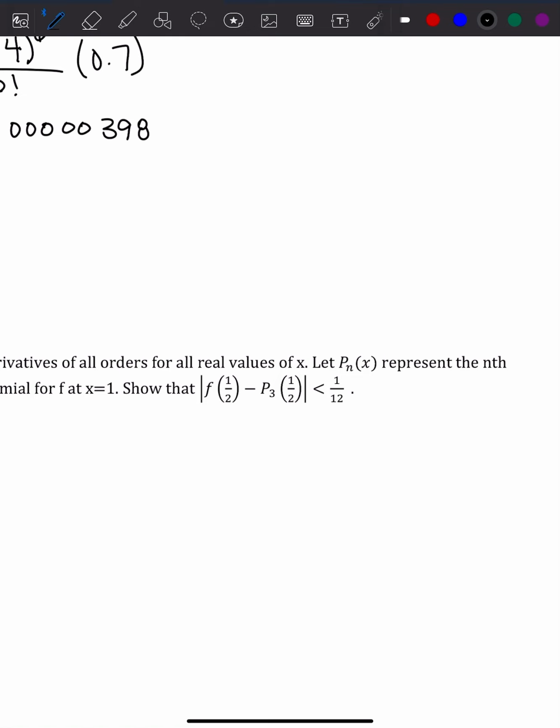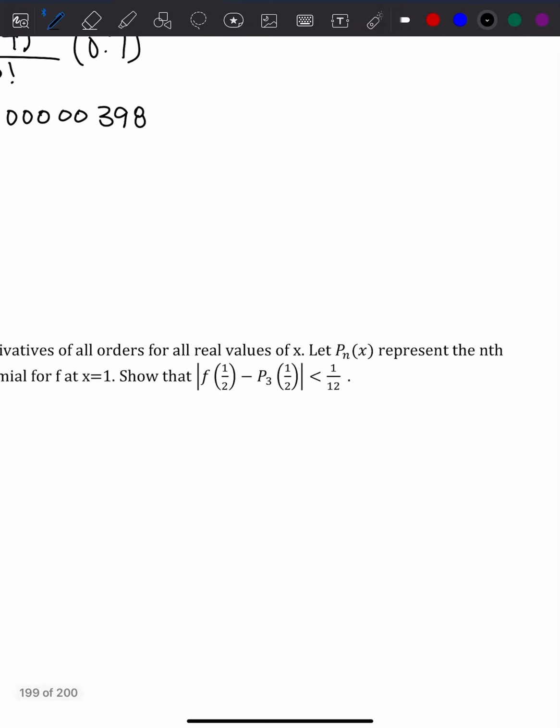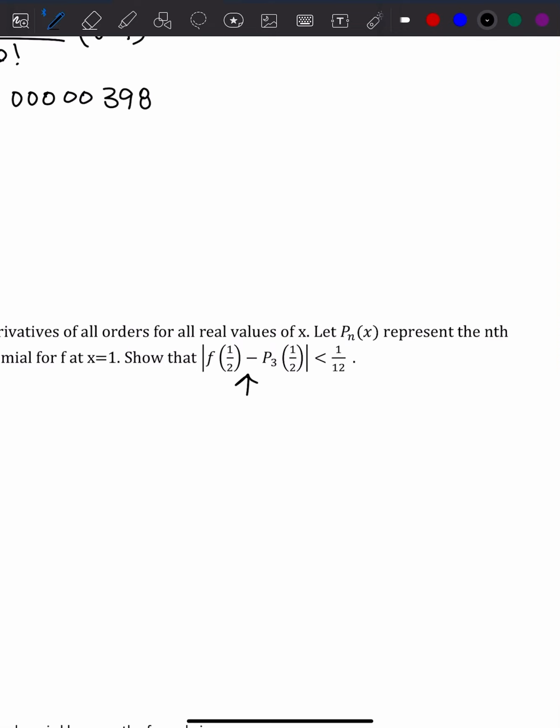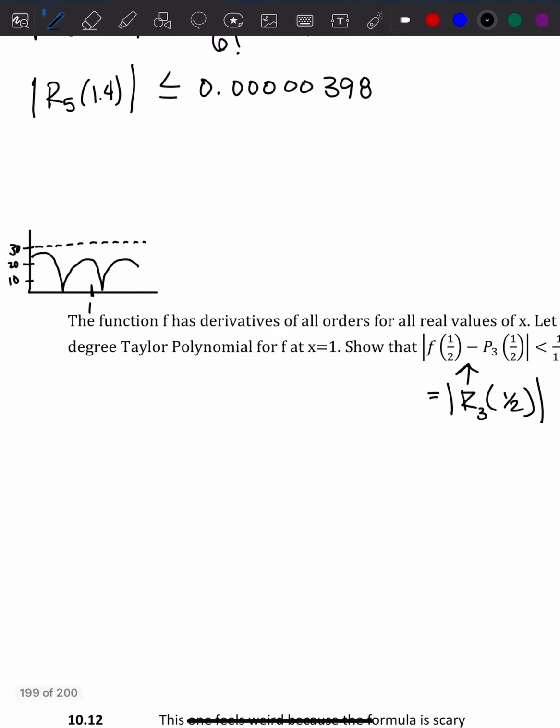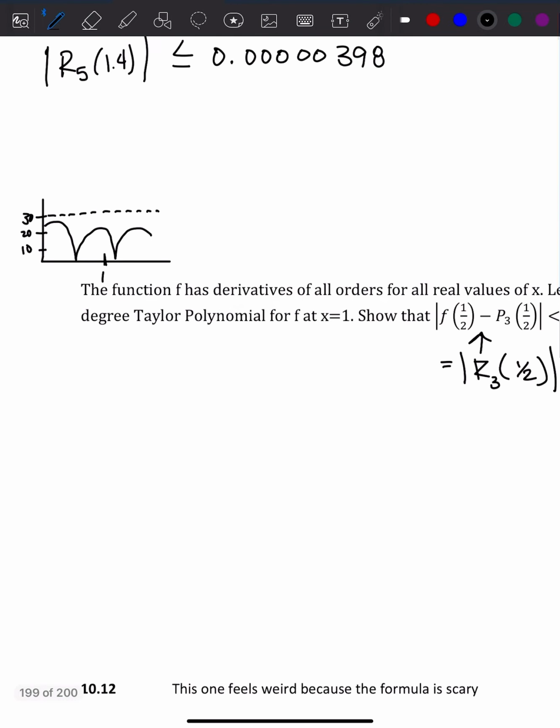So some things that we want to remind ourselves, this right here is equal to the absolute value of r sub n of x. And in our case, n is going to be 3, x is going to be 1/2. So we are doing our absolute value again.